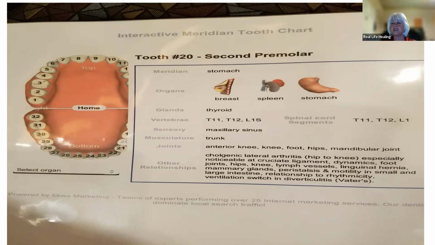So read these other relationships when you get a chance. This one, the collagenetic, I think that's the way you say that, collagenetic lateral arthritis, hip to knee, especially noticeable ligaments, cruciate ligaments, dynamics, foot joints, hips, knee, lymph vessels, on and on. To me, this is just fascinating. This is like saying you find an oil and say, what's the emotional connection to it?